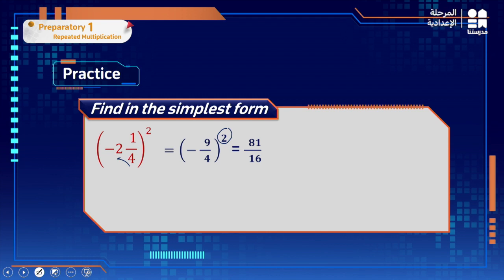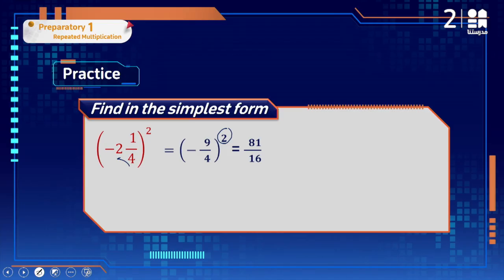9 times itself 2 times: 9 times 9 is 81. And 4 times 4 is 16. This is the simplest form. Why the simplest form? Because we cannot simplify anymore, or we cannot divide by the same number up and down.